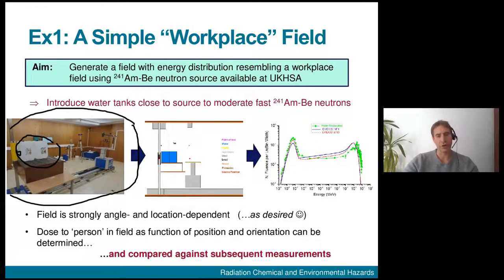And by putting this into the Monte Carlo model, the figure in the center, we're able to produce fluence energy distributions at a point of test a meter behind the water that look like those from real workplace fields. So we're comparing here the green, our simulated test, with fields from the EVIDOS project. And the field is, of course, strongly angle and location dependent. So as individuals, as we move away from this central axis, the angle and the energy dependence of the field will change. So this, of course, makes it a very useful test within the context of what we want for PODIUM.